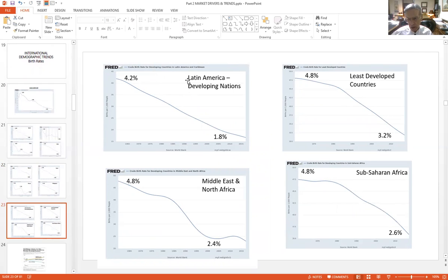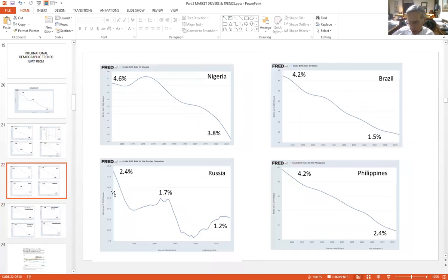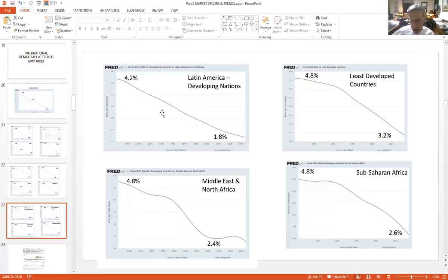Brazil isn't similar to its neighbors, though. It's a little bit higher in Latin America, but it's dropped down now. Let's see, where was Brazil? Brazil ended up at 1.5%, and Latin America as a whole, 1.8%. So Brazil has made progress a little faster than its neighbors.